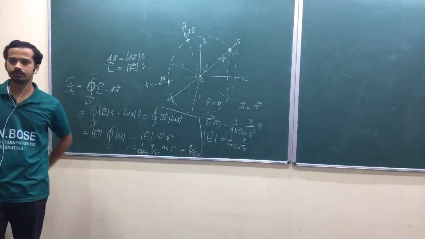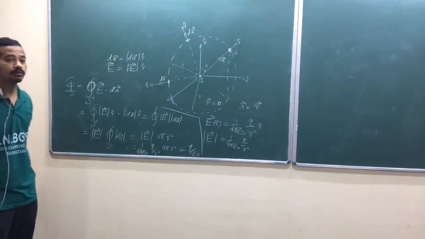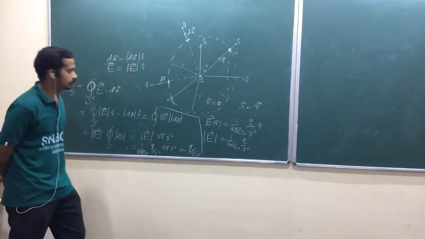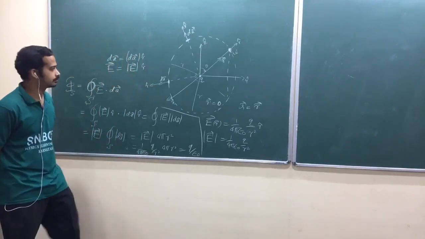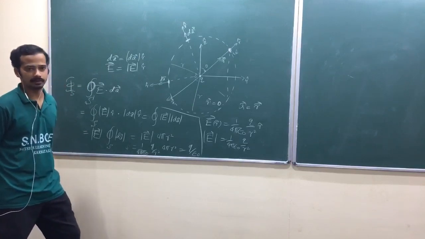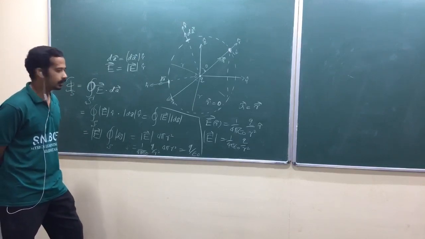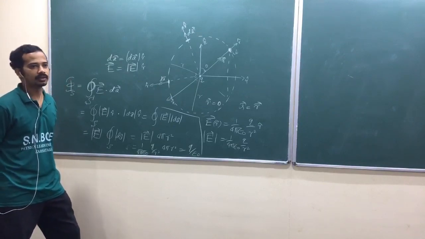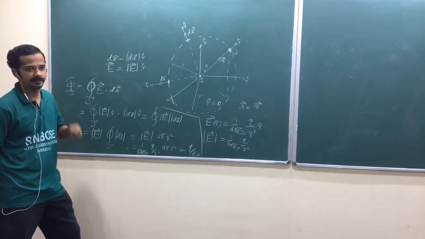Flux through that closed, spherical surface is equal to q by epsilon naught, isn't it? Now our idea is to generalize this one. To generalize this one, again you need the electric field property.